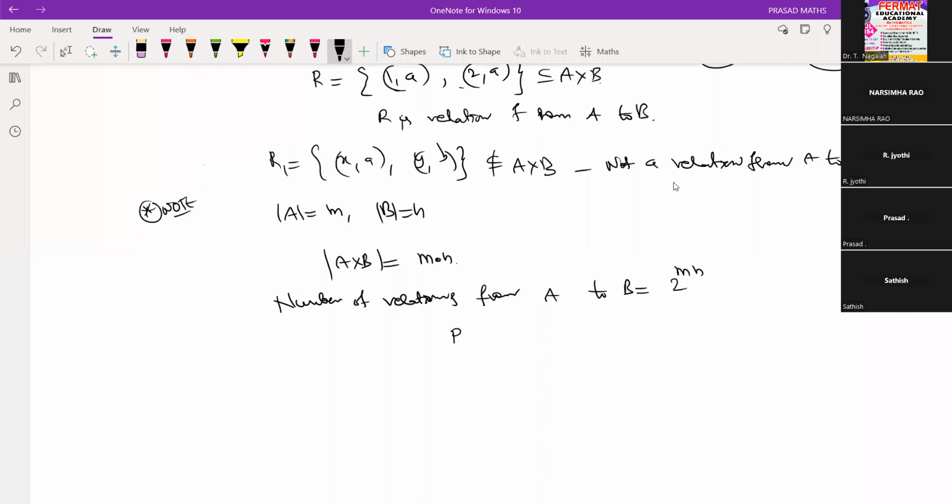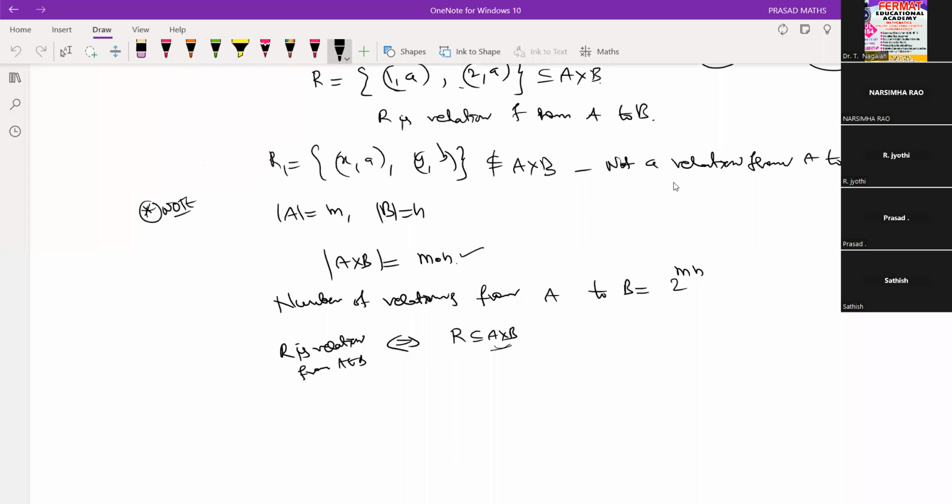That means you take any relation that you start with from A to B; it must be a subset of A cross B. So in order to find a relation from A to B, it's enough to find a subset of A cross B. How many subsets of A cross B? Just 2 power mn, because the number of elements in A cross B is mn. Therefore, the total number of subsets of a set containing mn elements is 2 power mn.